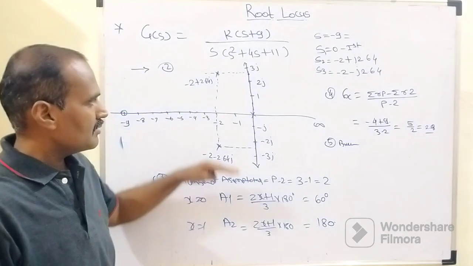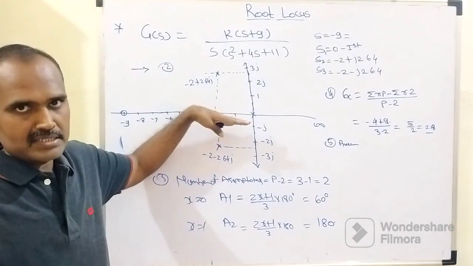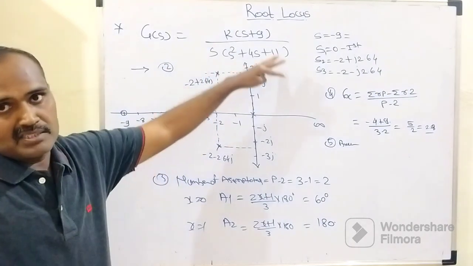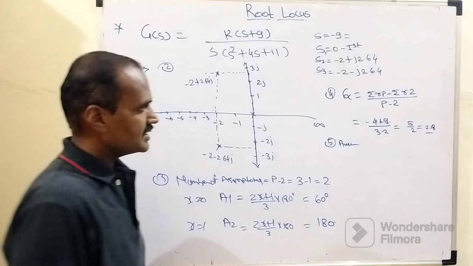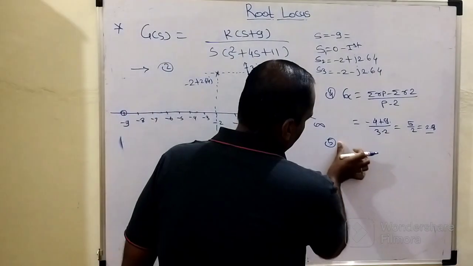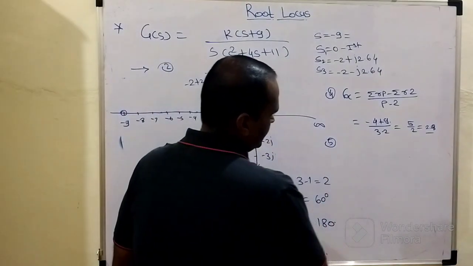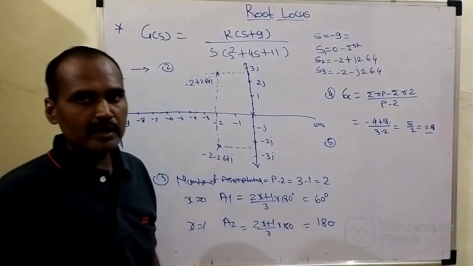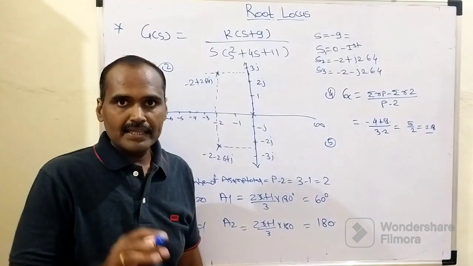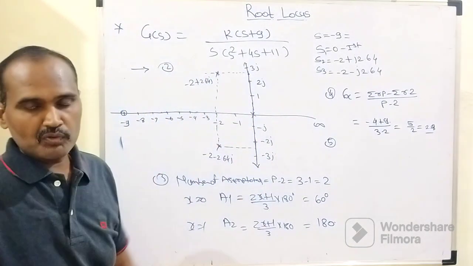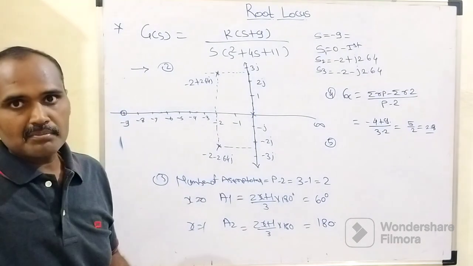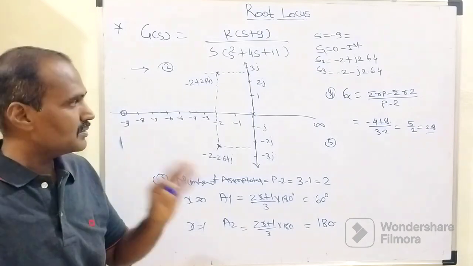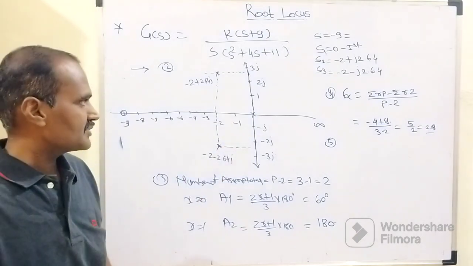So the breakaway point is the intersection on the real axis. But as we have complex poles as well, we do not have a valid breakaway point. So this step is skipped, right? Then in the next step, we need to determine the angle of departure and the intersection on the imaginary axis. Whenever we have a complex pole, at that time we need to determine the angle of departure. So we need to understand what this angle of departure stands for, right?